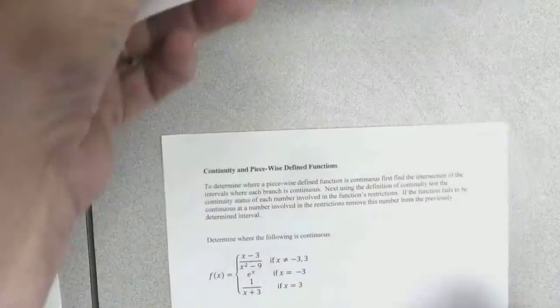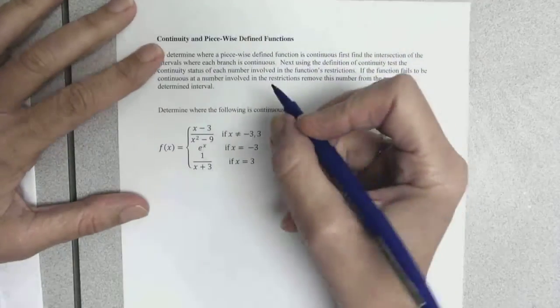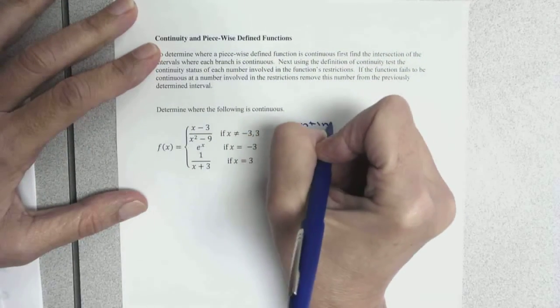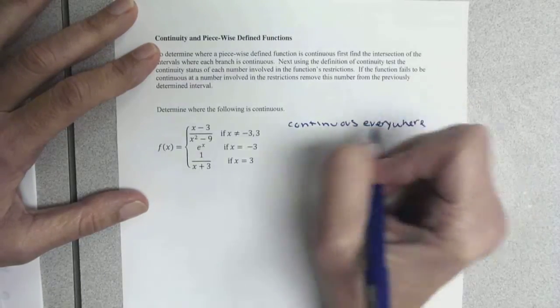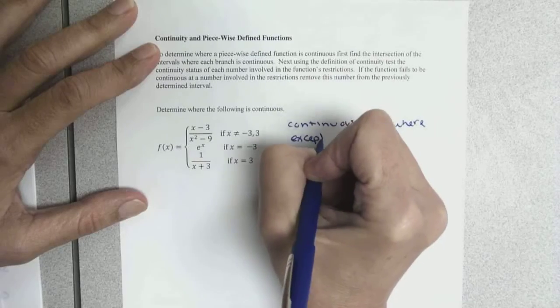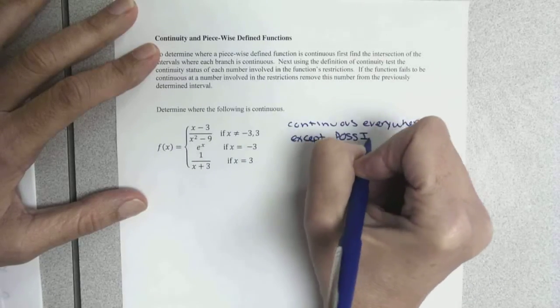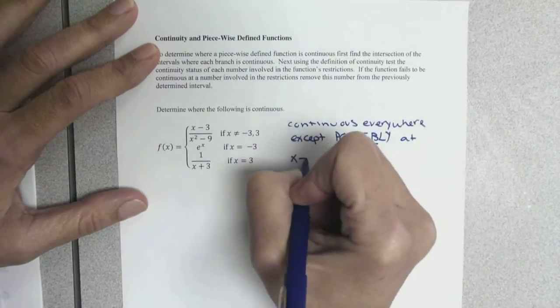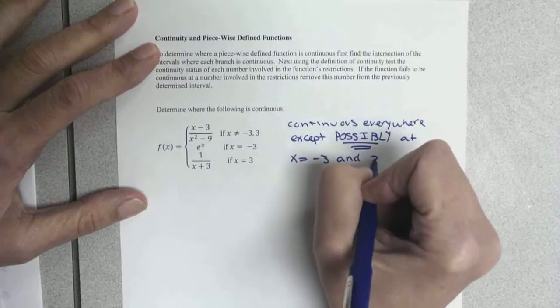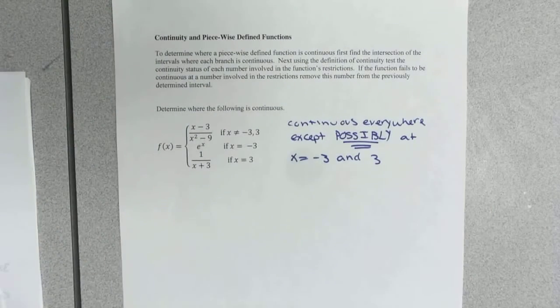So for this problem, we're going to start by saying that it'll be continuous everywhere except possibly at x equal -3 and 3. That's my way of saying that I'm not going to try to trip you up by having something other than those restrictions being questioned. You can assume that it's going to be everything except possibly those numbers in question.